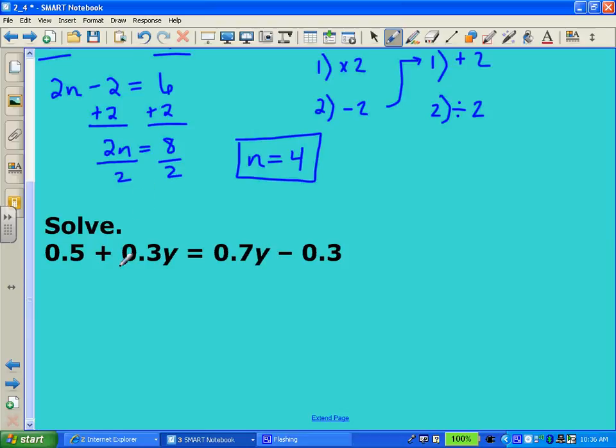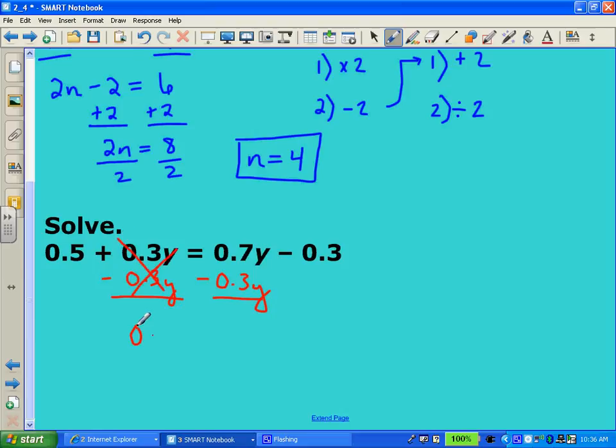Alright, so again, you can see I have a 0.3y and I have a 0.7y. So I need to get those together. Now, I usually move the smaller one. You don't have to. I can move either one. But I'm just going to move this 0.3y. And since it's plus 0.3y, I'm going to do the opposite. So I'm moving to minus 0.3y.